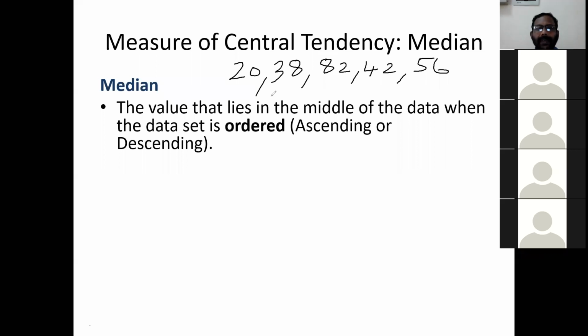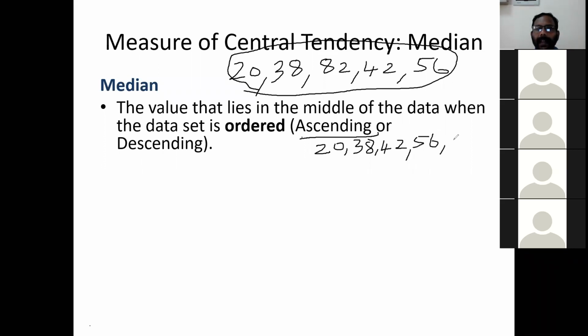Indujalini, among these 5 data points, can you put them in ascending order? Yes, sir. What is first? 20, 38, 42, 56, and 82, right? Yes. So she's right. So this is the ascending one. Ascending order means from lowest to highest. If it is descending order, highest to lowest. So that is called ascending and descending order.